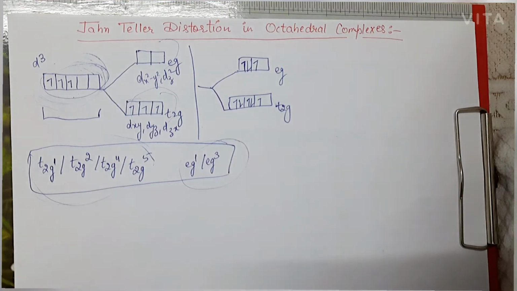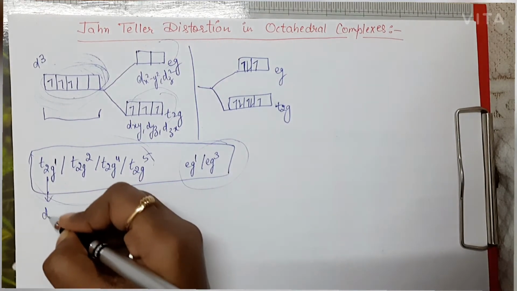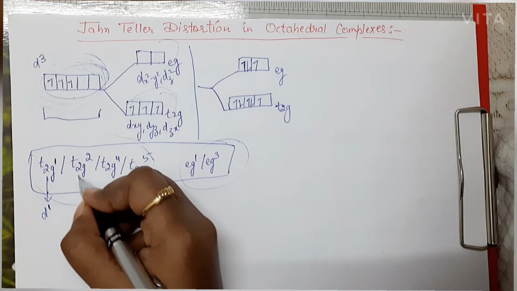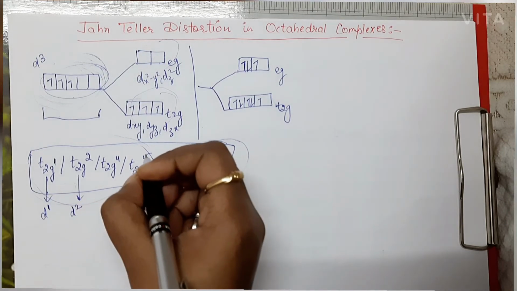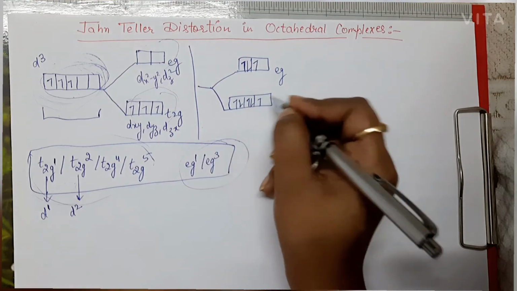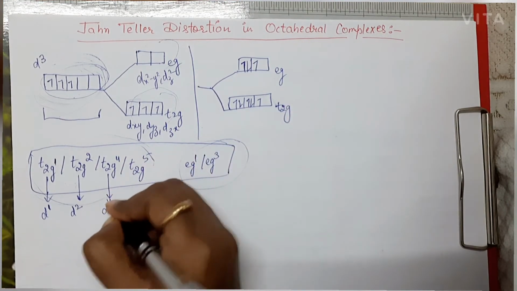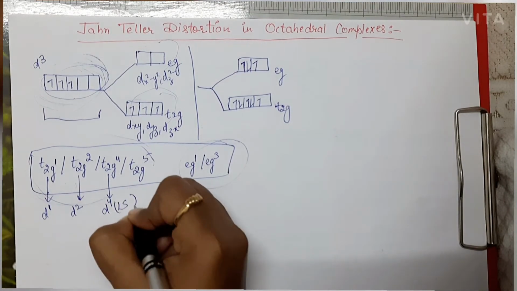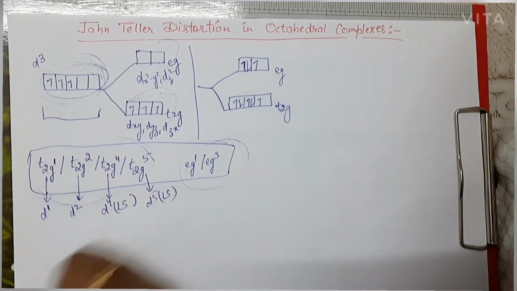So T2G1 we will be having in case of D1 configurations, right? Similarly, T2G2 will be in D2 configurations. Now T2G4, what happens in case of T2G4? T2G4 can be because of D4 low spin, right? And T2G5 will be D5 low spin, right?